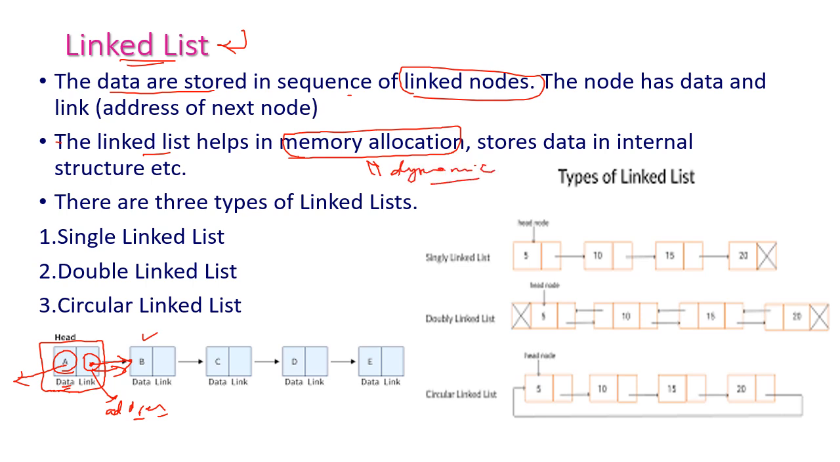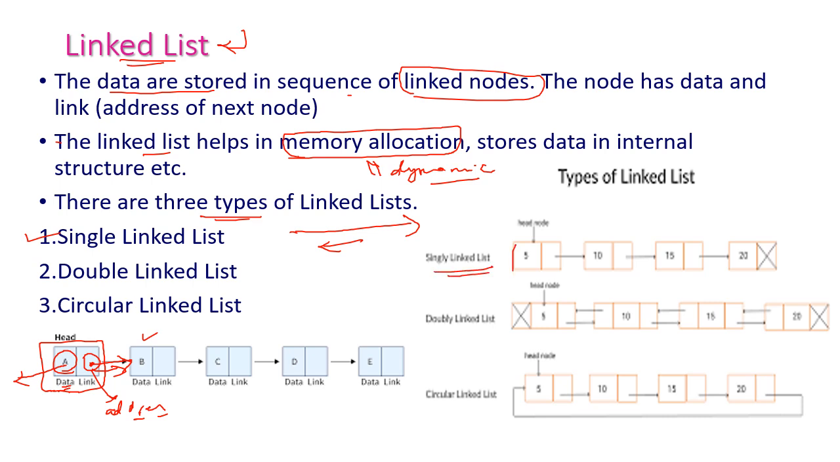Dynamic memory, that is, based on the requirement, the size of the list will be increased or decreased. Okay, here we have three different types of linked list. First one is singly linked list. So this is the singly linked list.